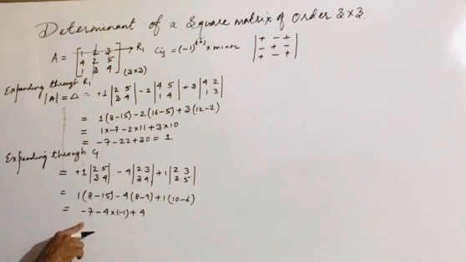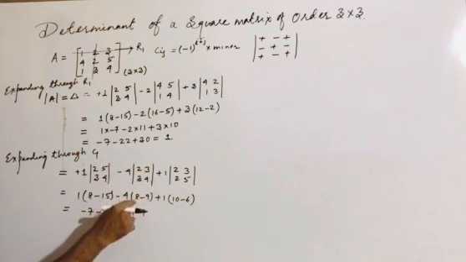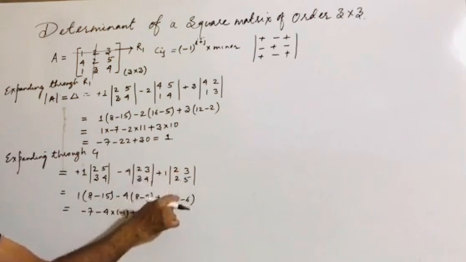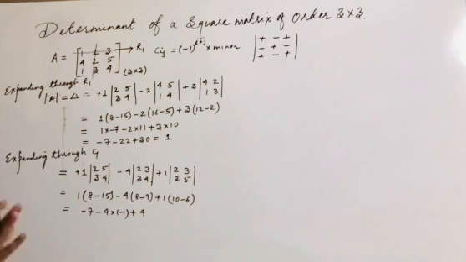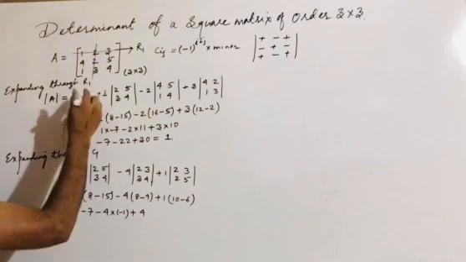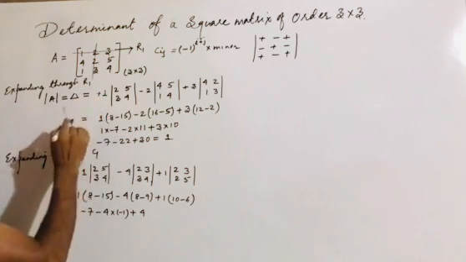What is the value I'm getting? 4 twos are 8 minus 5, 3 fives are 15, then it is minus 4, 4 twos are 8 minus 3, 3 threes are 9, 2, 5 twos are 10 minus 3 twos are 6. So 6, 4, it is what? Minus 7. That means somewhere we are making mistakes. So let me check at which position we are making the mistake here.